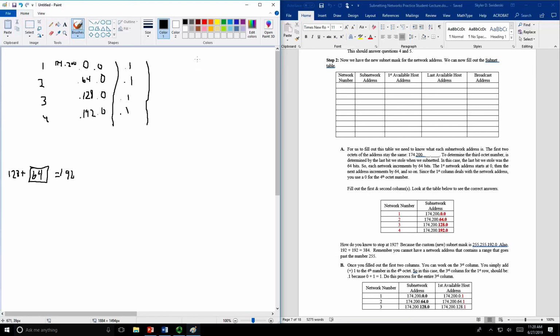Now we're going to go to the broadcast column, the last column, because remember I said until you start getting the hang of the increment numbers, it's best to make sure that you're correct and thorough. Though it does take a little bit more time, it is the best way to make sure that you don't get anything wrong.